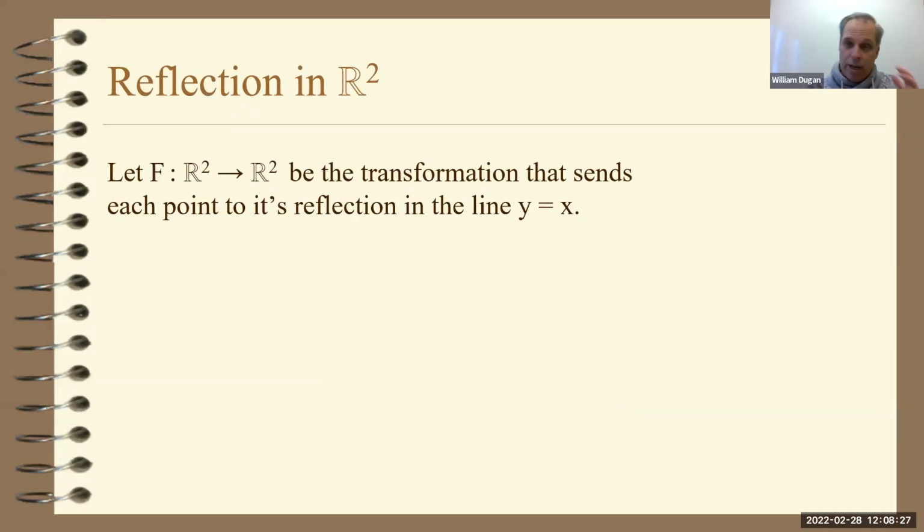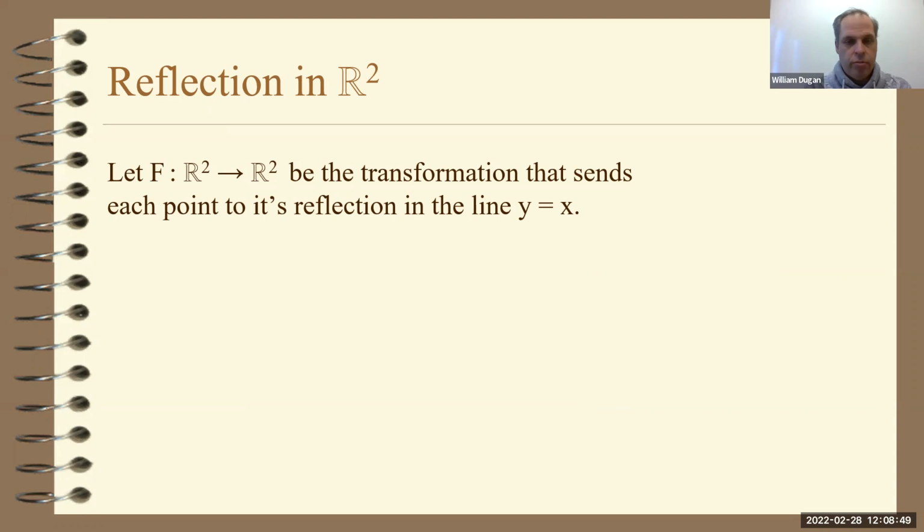Now, you need a couple examples. So I'm going to go over a couple, and I'll ramp them up in difficulty to show you the type of things that you can do to try to figure out how you figure out what this transformation would be. So let's suppose that we have a transformation that sends each point to its reflection in the line y equals x. First, I don't know if this thing is a linear transformation.